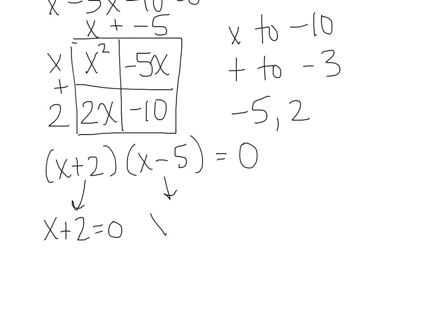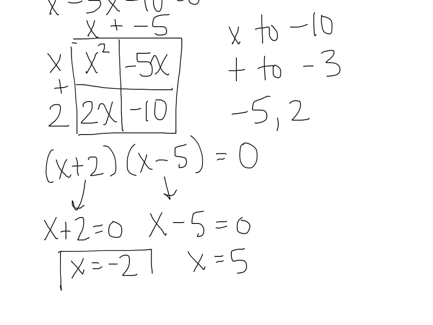So our two options would be that x plus 2 is 0 or x minus 5 is 0. And now we can just figure out the values of x that make each of these equations true. For the one to the left, solving for x, we get x is -2. And for the one on the right, solving for x, we get x is +5. So our final answers are -2 and +5.